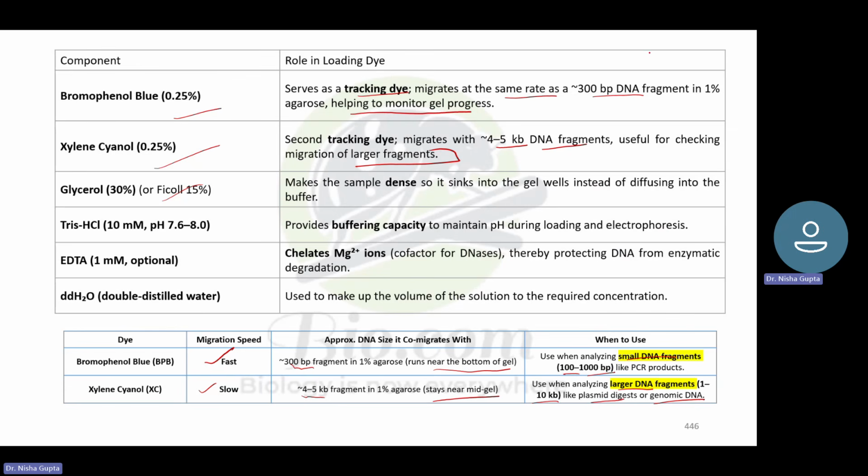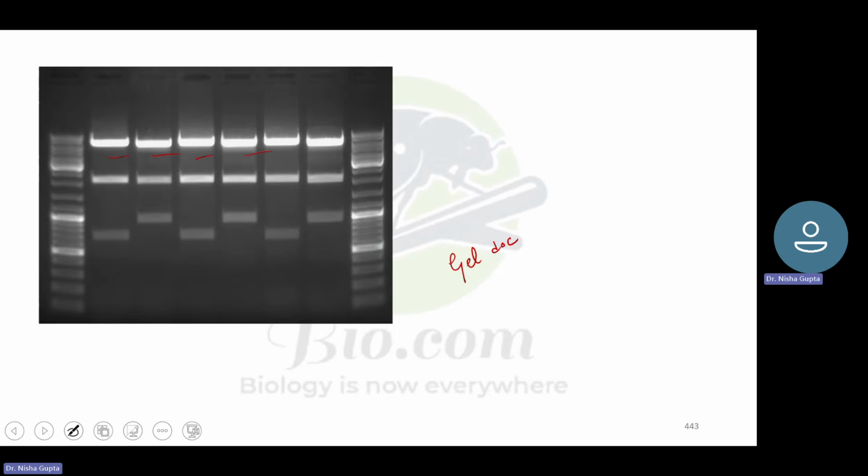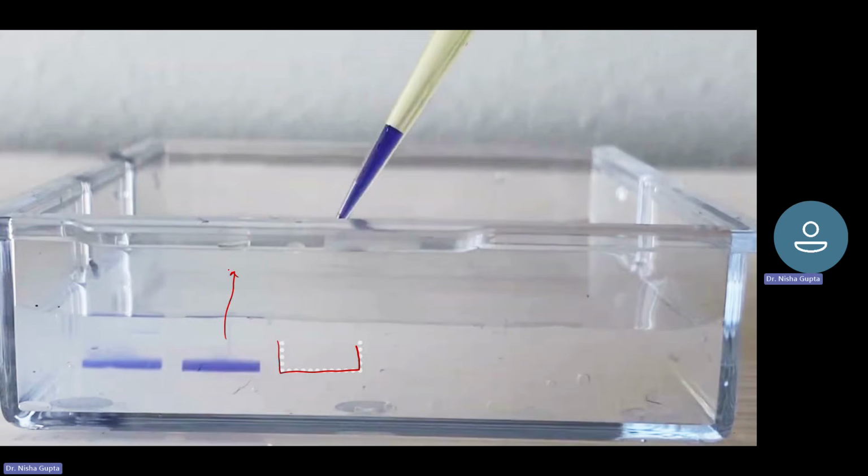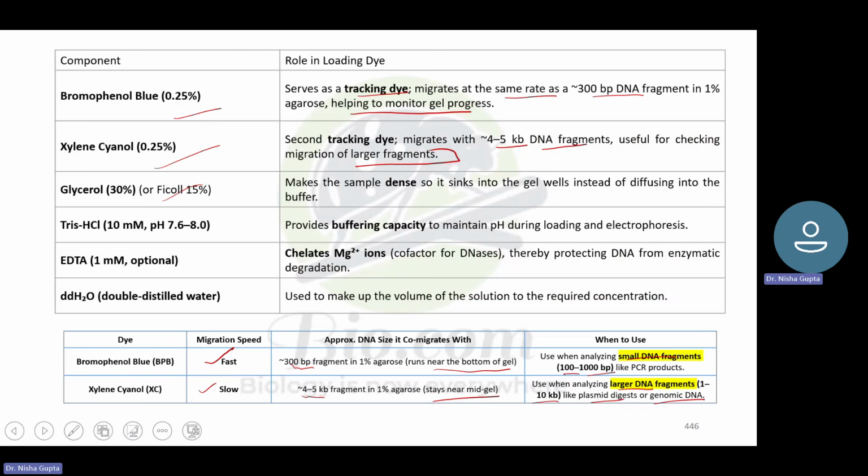Glycerol makes the sample dense. जैसे आप जेल में लोड कर रहे हो, जैसे अगर ग्लिसरॉल नहीं होगा, लाइट इन वेट होगा, तो ये वेल से स्पिल हो जाएगा. To prevent the spillage of your sample, density चाहिए, density is provided by the glycerol, right?